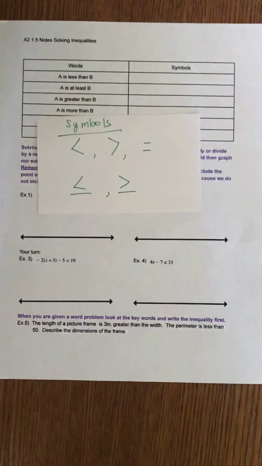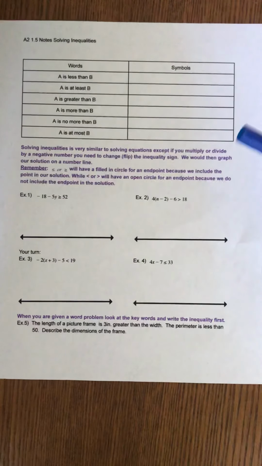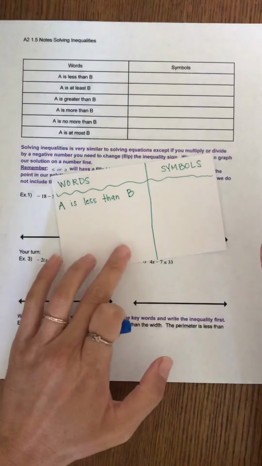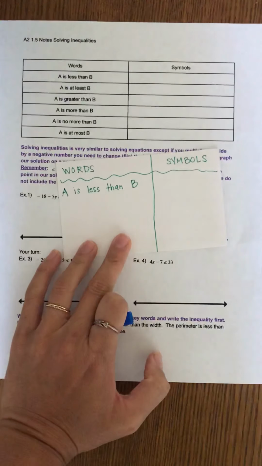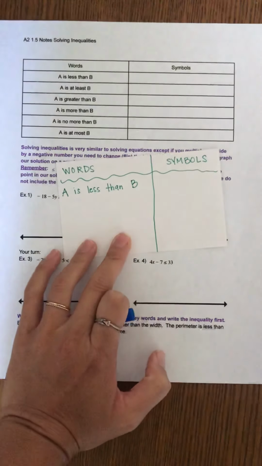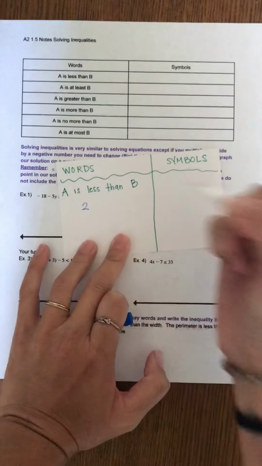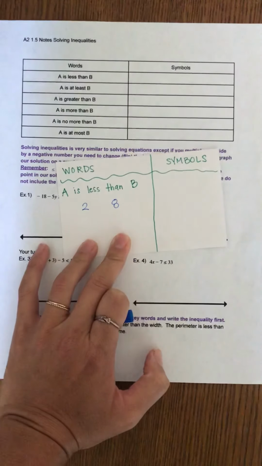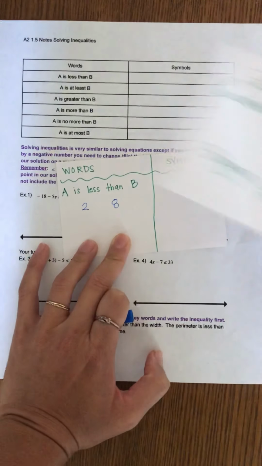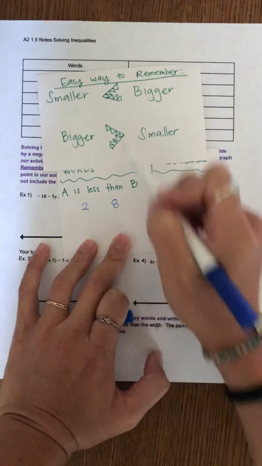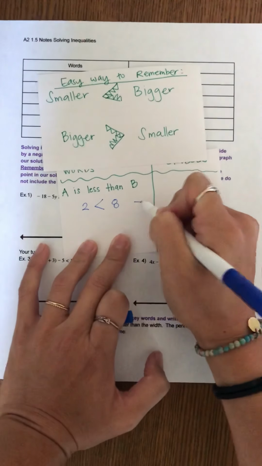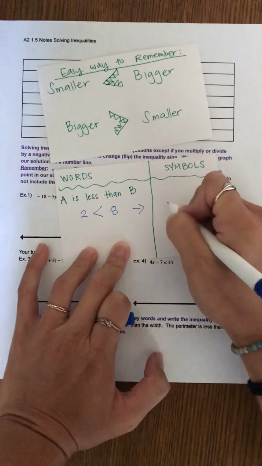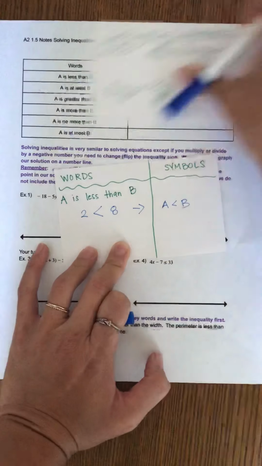So let's go ahead and look at that first example. You have A is less than B. An easy way to go about this is to plug in numbers for A and B. So I'm going to choose any two random numbers. I'm going to say that 2 is less than 8. To figure out what symbol goes in between these two numbers, if I go back to the alligator mouth, it opens to the bigger number. So if I change the 2 and the 8 to symbols, I can do A is less than B.